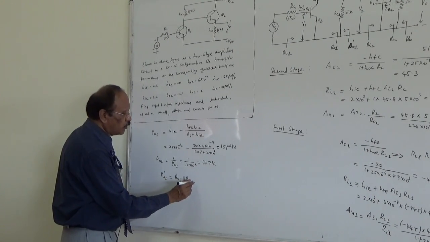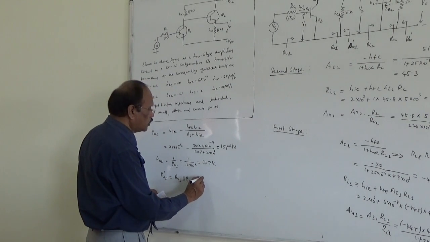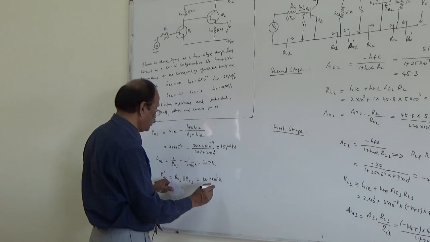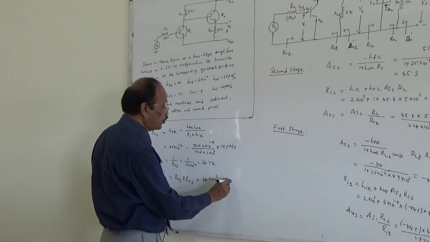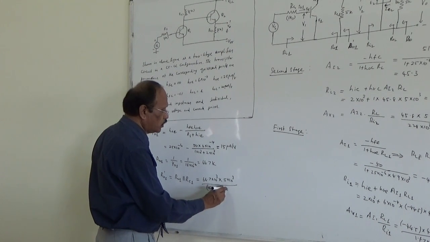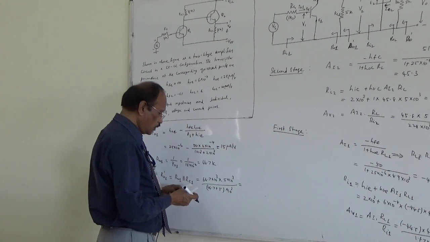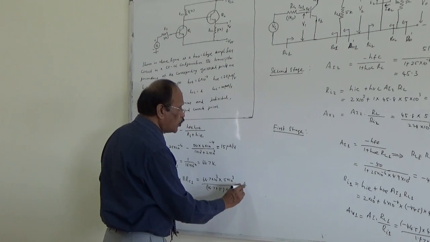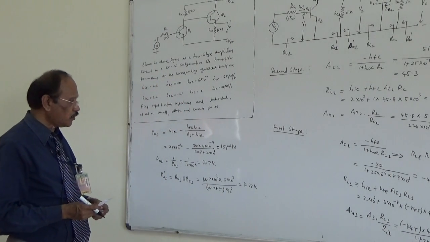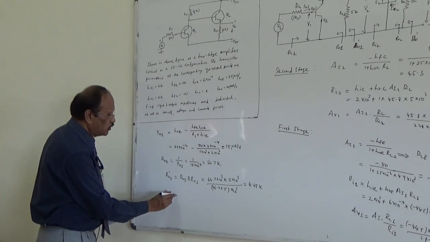RO1 parallel RC1. So now if you take this one, that is 66.7 into 10 power 3 into RC1 is 5K, 5 into 10 power 3, divided by 66.7 plus 5 into 10 power 3. So this you will get RO1 dash for the first stage as 4.65K. Okay. Now we have to determine the output impedance for the second stage.